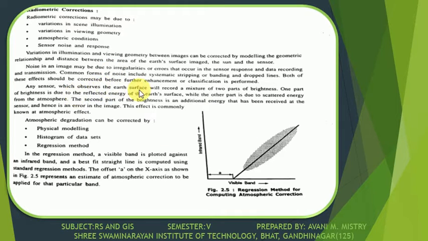Any sensor which observes the Earth's surface will record a mixture of two parts of brightness. One part of brightness is due to the reflected energy of the Earth's surface, while the other part is due to the scattered energy in the atmosphere, and hence is an error in the image. This effect is commonly known as the atmospheric effect. Atmospheric degradation can be corrected by physical modeling, histogram of the dataset, and regression method. Okay, the sensor which observes the Earth's surface will record the mixture of two parts of brightness. One part of brightness is due to the reflected energy.